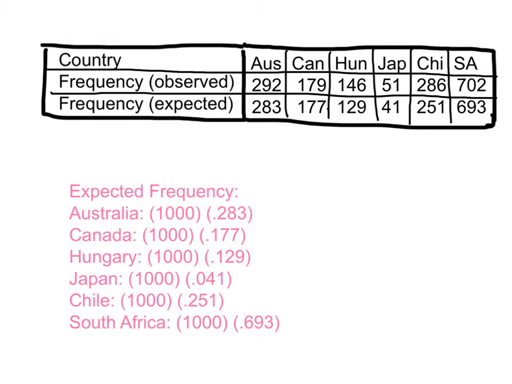So first we have to find the expected frequency. We're given her observed frequency, which is 292 for Australia, 179 for Canada, 146 for Hungary, 51 for Japan, 286 for Chile, and 702 for South Africa. To find the expected frequency, you multiply the number of people, which is 1,000, by the percentage of people in that country that are obese. And for all of these, you get the expected frequency, which is shown.